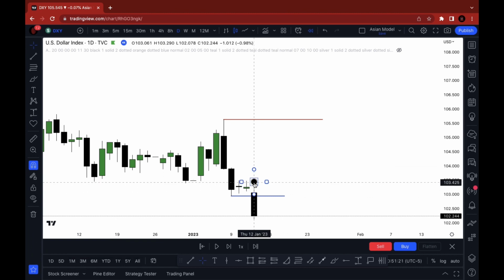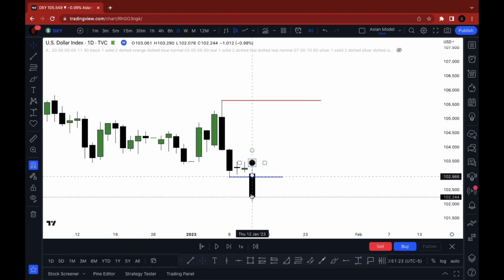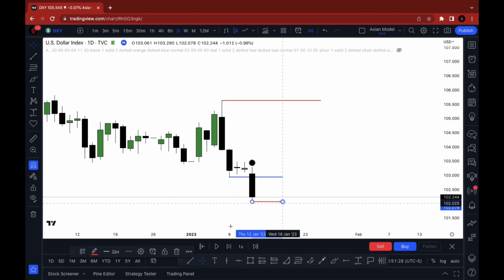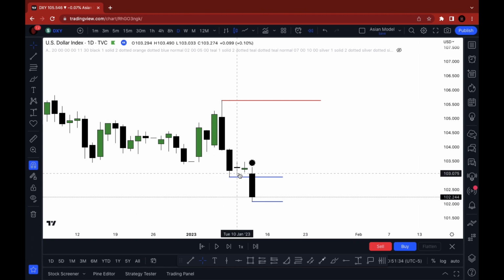raid candle. On what though? It's going to be a high probability draw on its low, the sell side liquidity, because momentum is showing us, short term at least, that it's to the downside because of this swing high formation.